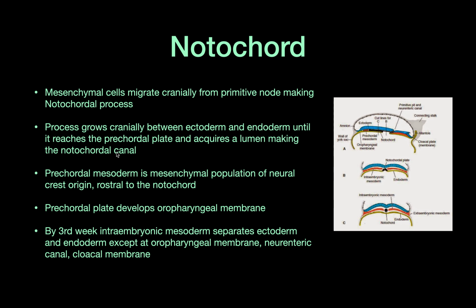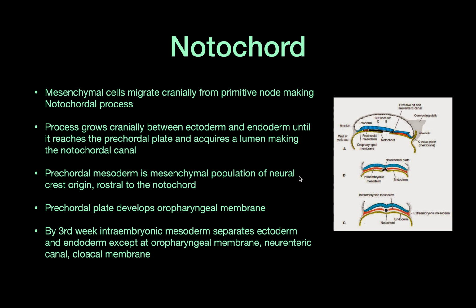So the notochordal process forms when the mesenchymal cells migrate cranially from the primitive node. The process will grow cranially between the ectoderm and the endoderm until it reaches the prechordal plate and acquires a lumen, which is like an opening, making the notochordal canal. The prechordal mesoderm is a mesenchymal population of neural crest origin, and it is rostral to the notochord. Rostral is just another word for cranial, so it's going to be superior or cephalic to the notochord.